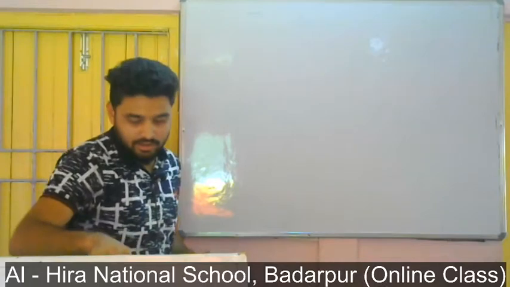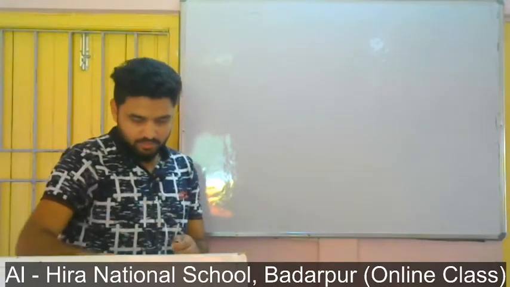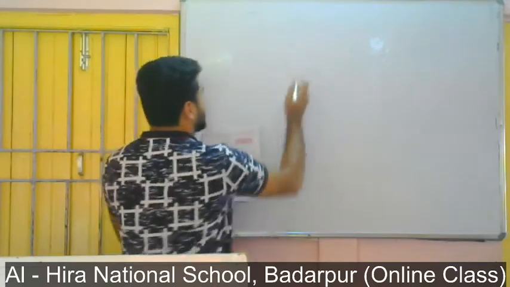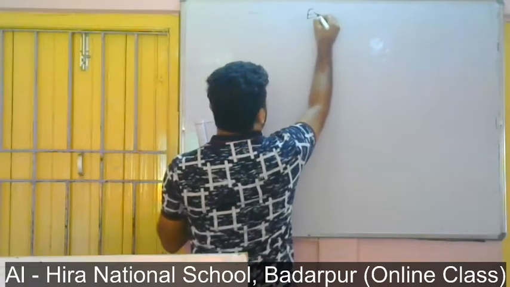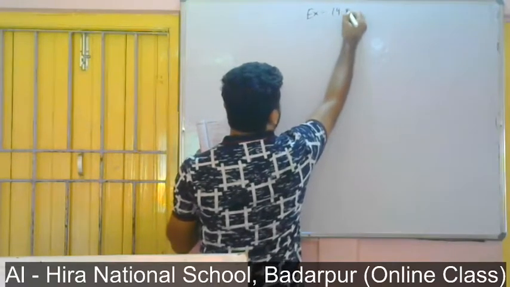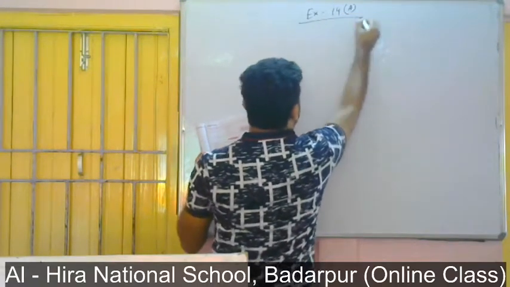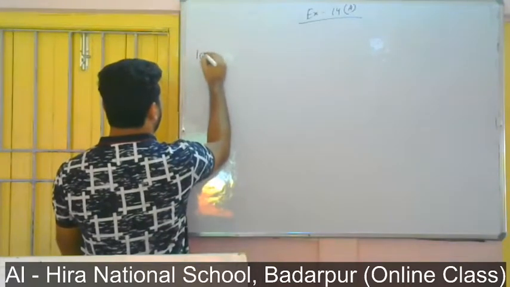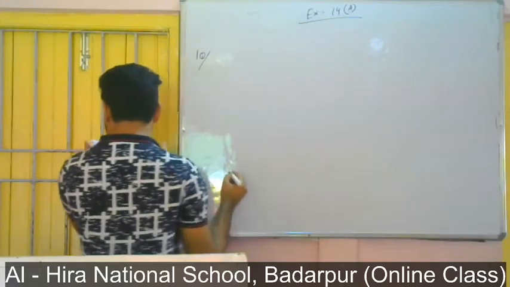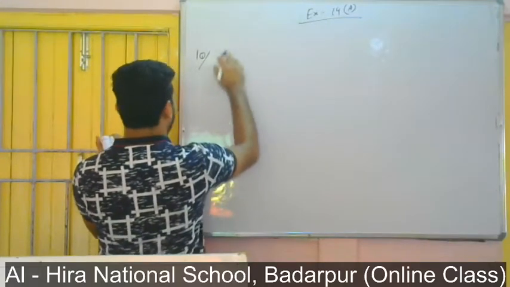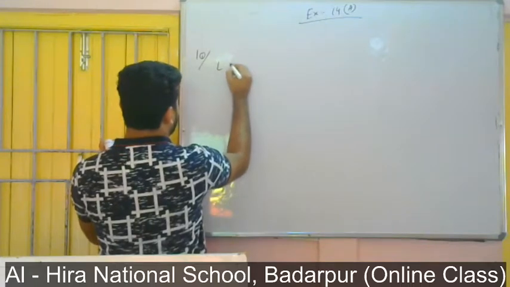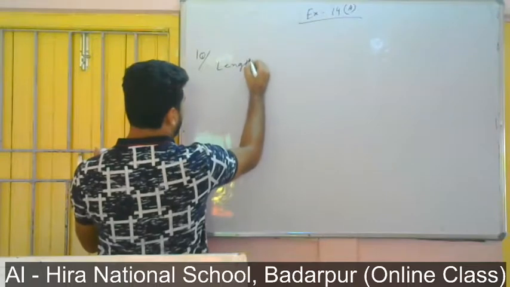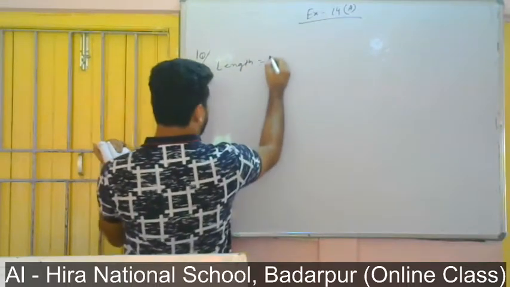First of all, you write what is given. Exercise 14A. First you write what is given. Length given. Question number 1, Roman 1. You just write L in place of length. L equals to what? You can write length. First time you write length. Length equals to 5 meter.